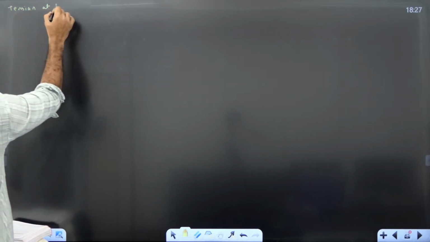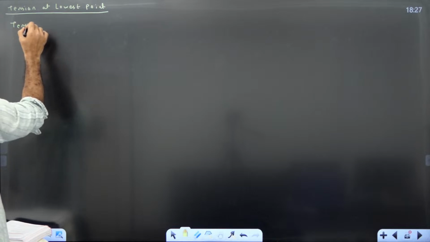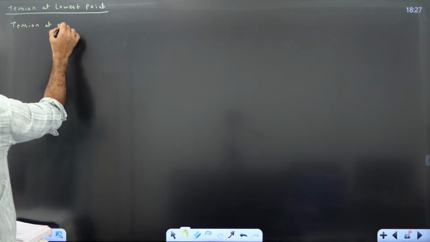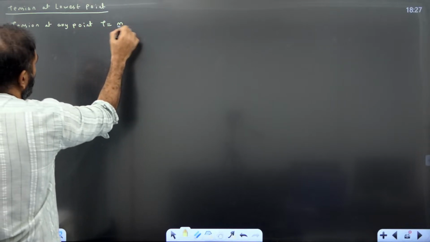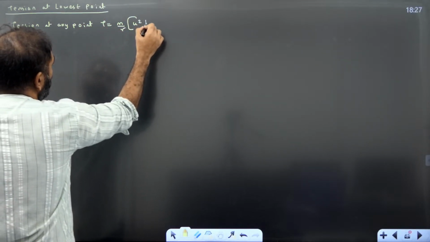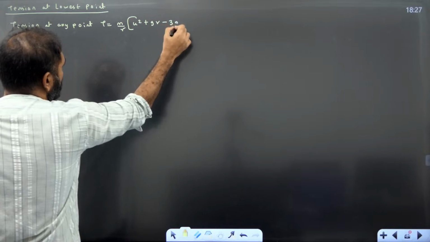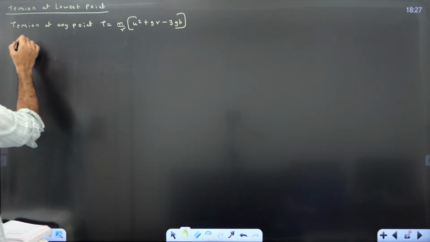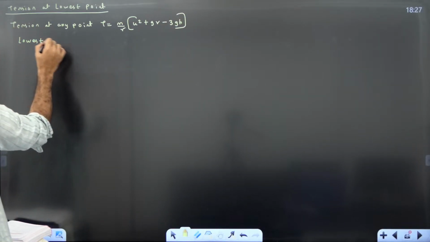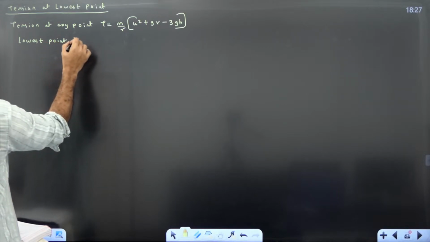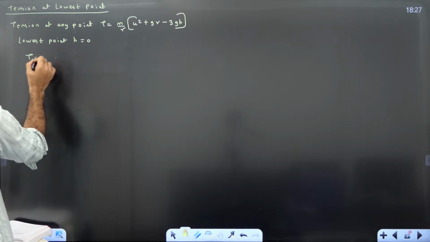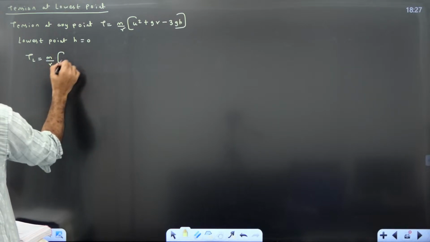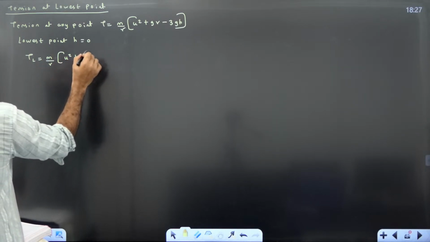Tension at the lowest point. So what is the tension at any point? T is equal to m by r into u square plus gr minus 3gh. Lowest point height will be what? Lowest point means height will be 0. So tension at the lowest point is equal to m by r into u square plus gr.